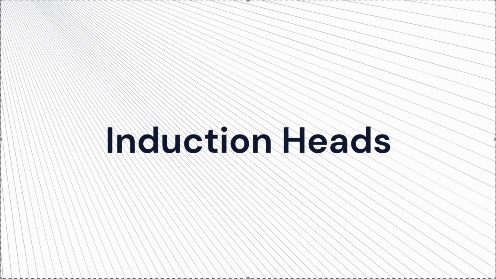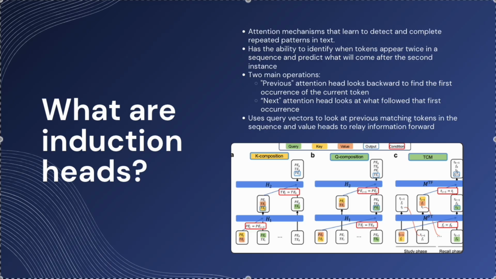Lastly, we're going to be talking about induction heads. Induction heads are attention mechanisms that learn to detect and complete repeated patterns in a text. When a token appears twice in the same sequence, the induction head remembers what comes after the first instance and uses that information to predict what might come after the second instance of that token.